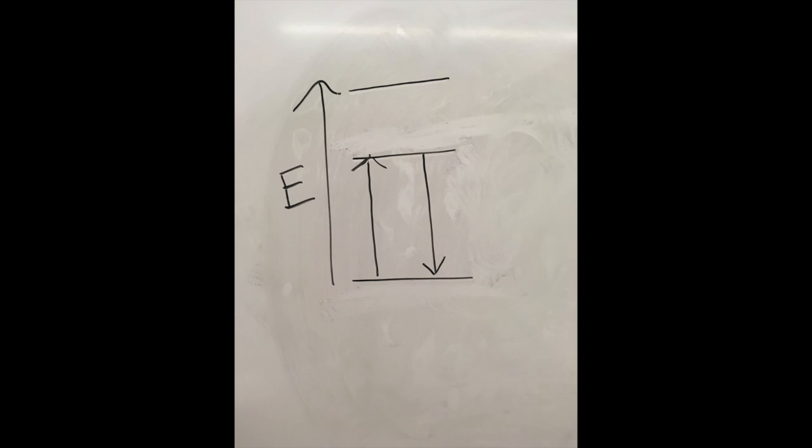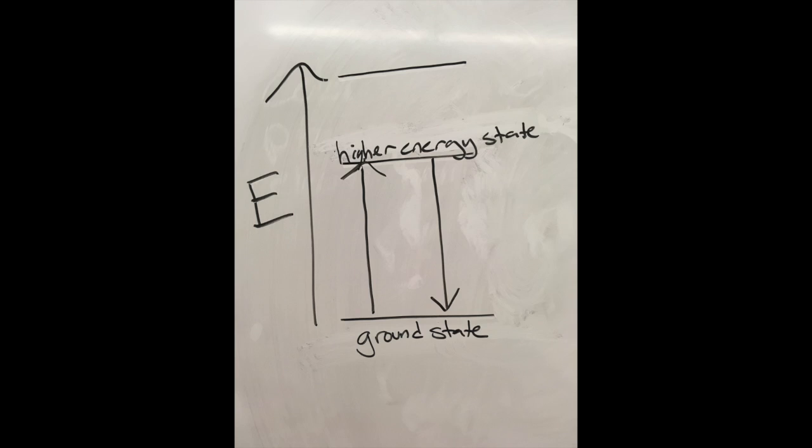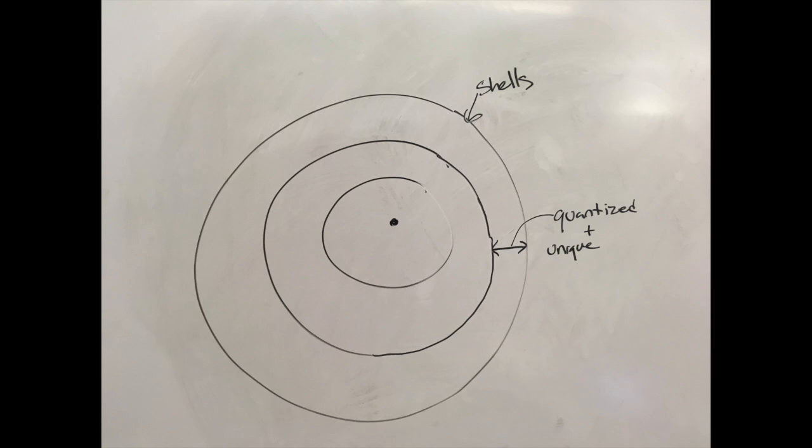An emission happens when an electron gets excited to a higher energy state, then falls back down to its ground state. The photon is the energy released as it returns to the lower state. The higher energy state is less stable than the ground state because it's further away from the nucleus, increasing the potential energy. The energy produced by this is quantized and unique.